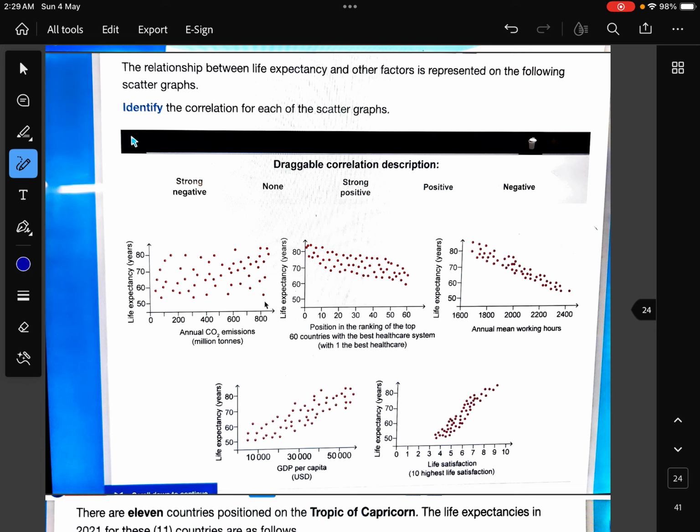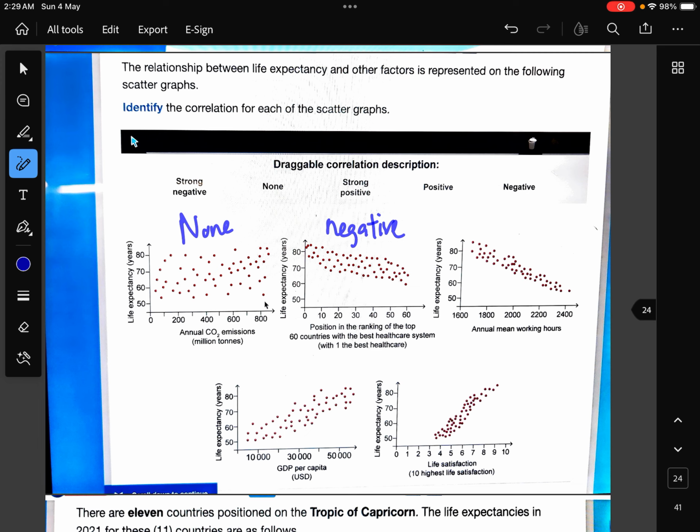This question generally is quite easy because you're supposed to just simply identify the correlation for each scatter graph. So for the first one, obviously there isn't any relationship, so we're going to put this as none because the points are all scattered. The next one looks like there is a negative correlation, but it's not exactly the strongest, so we're just going to put this as negative.